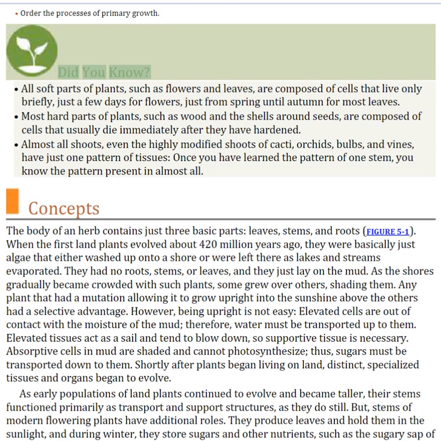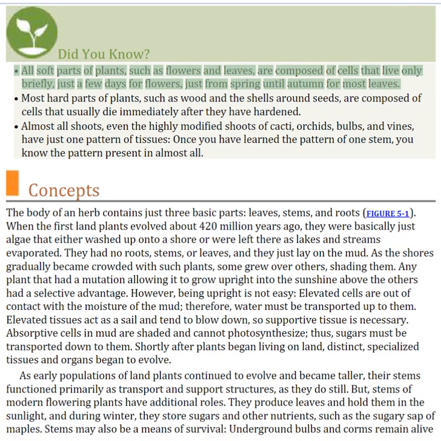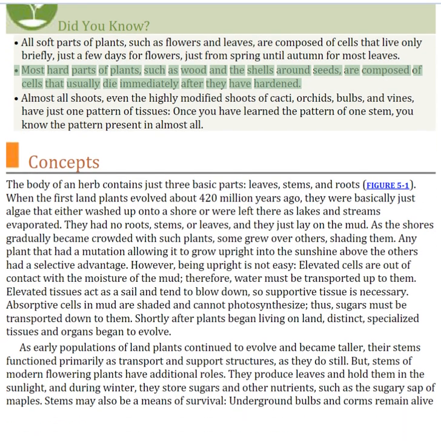Did you know? All soft parts of plants, such as flowers and leaves, are composed of cells that live only briefly, just a few days for flowers, just from spring until autumn for most leaves. Most hard parts of plants, such as wood and the shells around seeds, are composed of cells that usually die immediately after they have hardened.